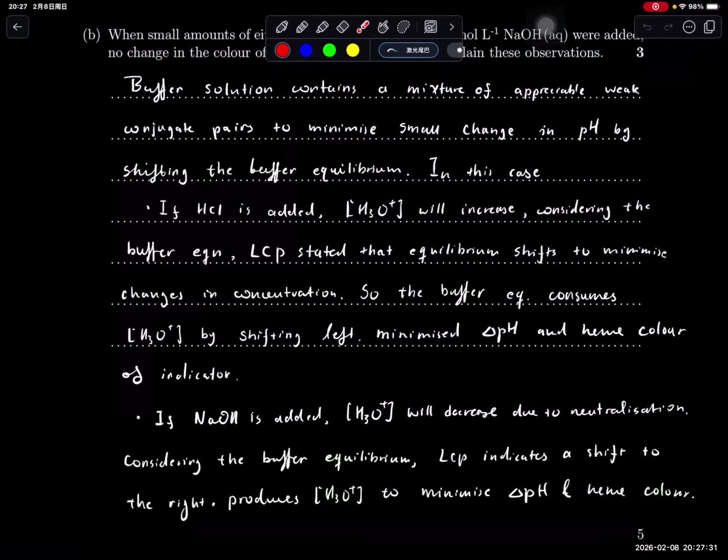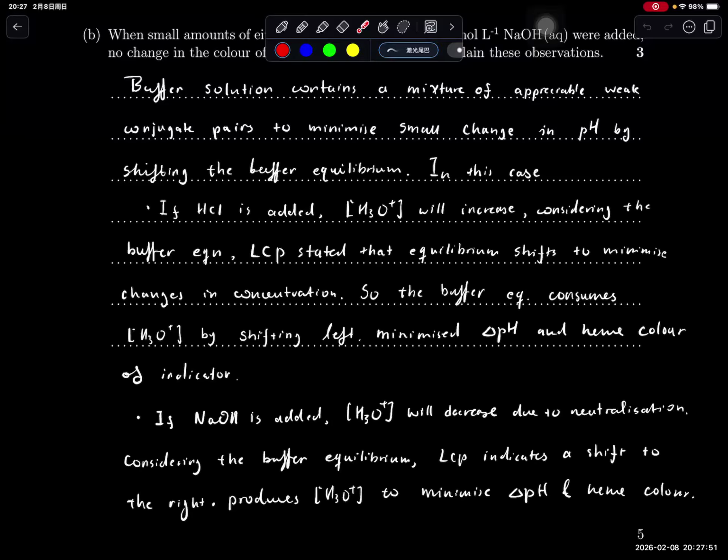I will just say that I did acid first, and I did acid in its full glory in terms of definition and all those steps. And then for the sodium hydroxide, again, the idea is very similar. You would use LCP, not an ICE table, and then shift this, shift that. It's going to be identical. It's going to be very similar.